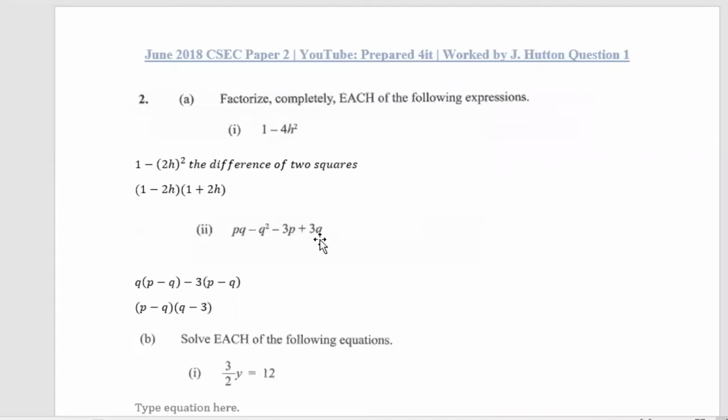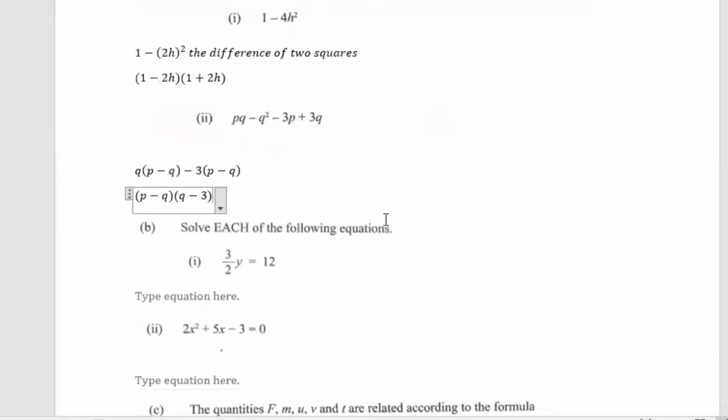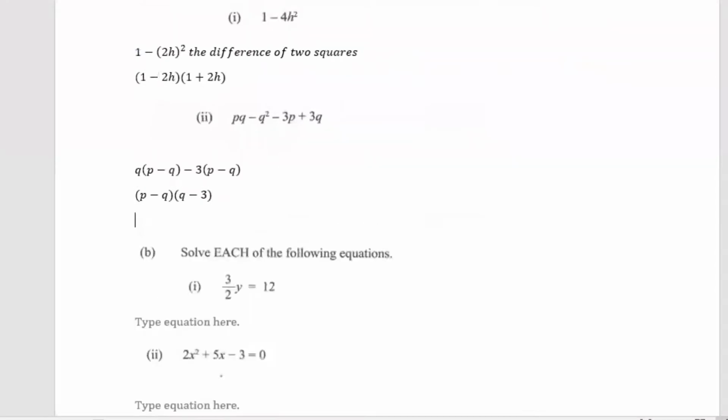And for those who are wondering, no, it doesn't matter the order that you wrote it in. So if you had q minus 3 in front, then p minus q at the back, then your answer is still correct. Because no matter which order you write it in, should you work this answer out, you'll still arrive back at the original question that was given.